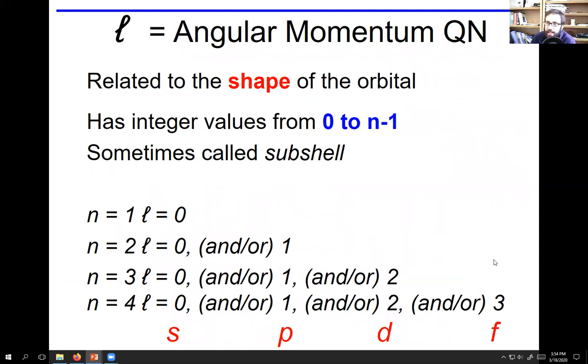L, the next one, that's the angular momentum quantum number. That's related to the shape. It has integer values that can vary from 0 to n minus 1. Sometimes this is called the subshell, okay?